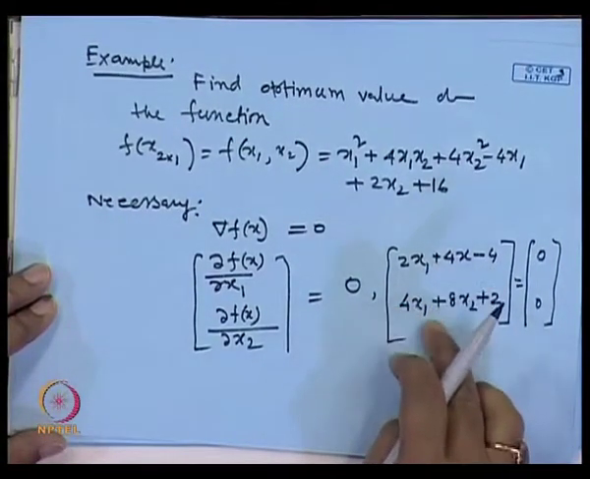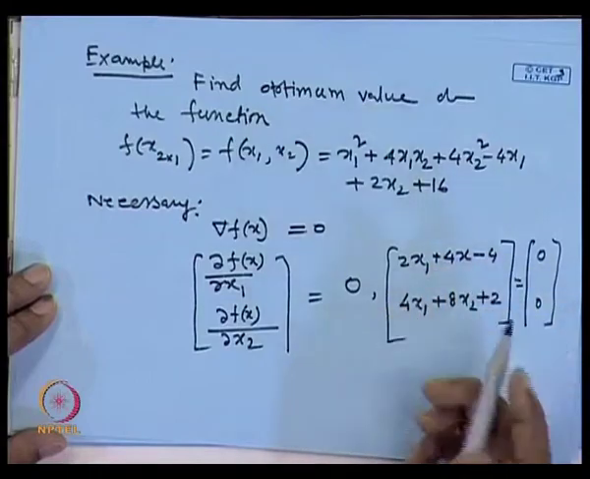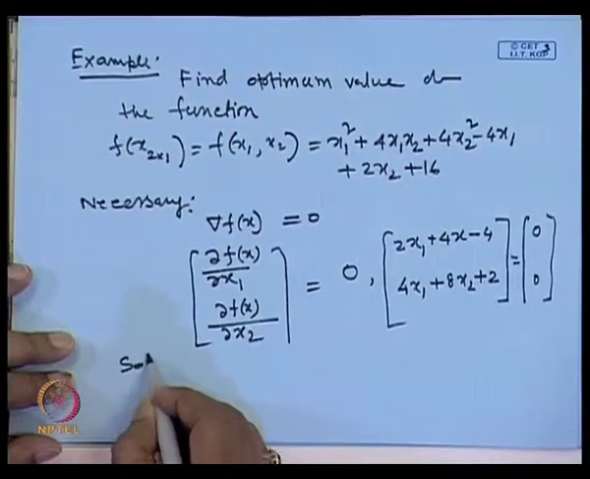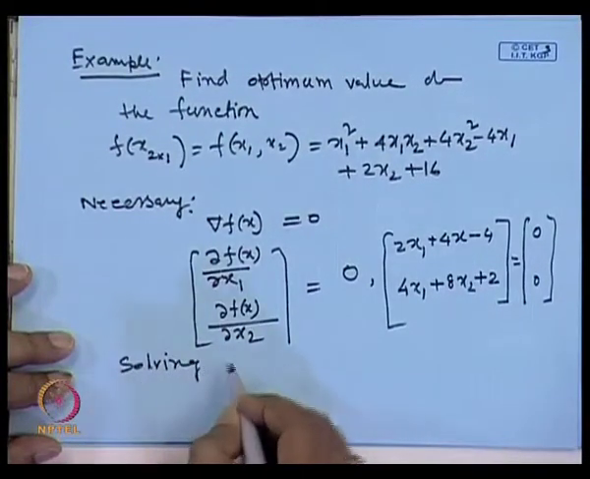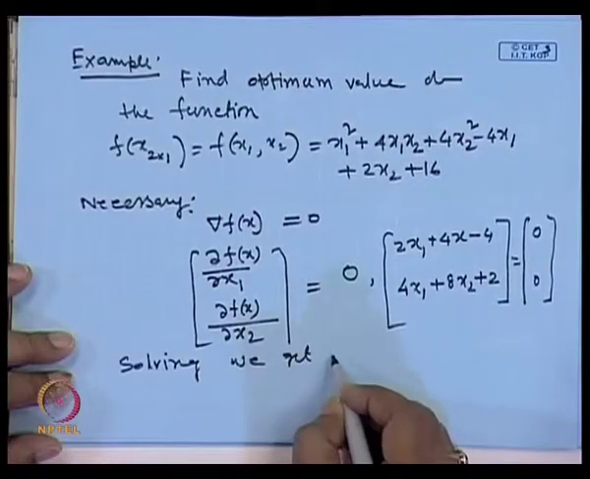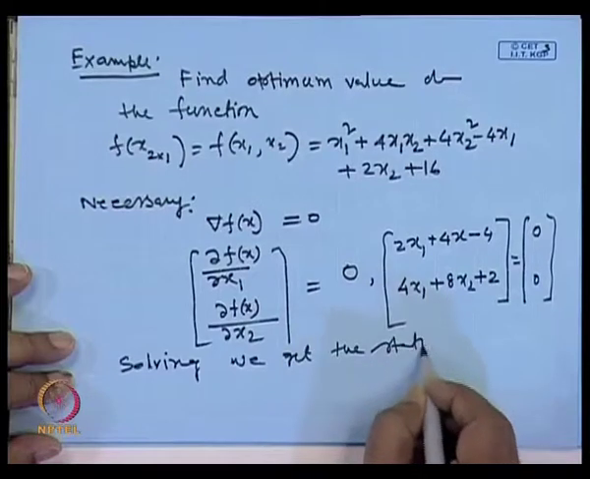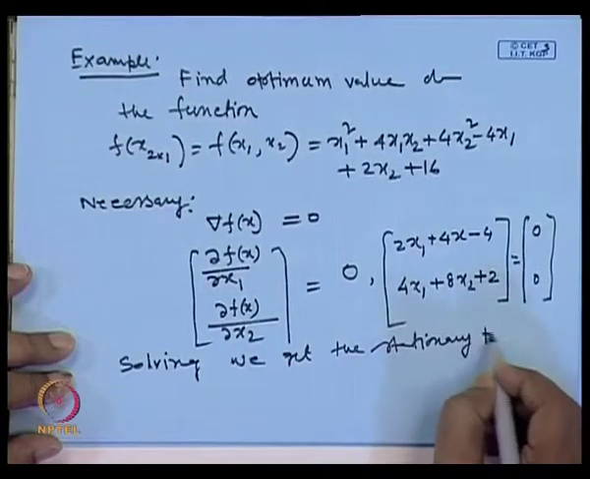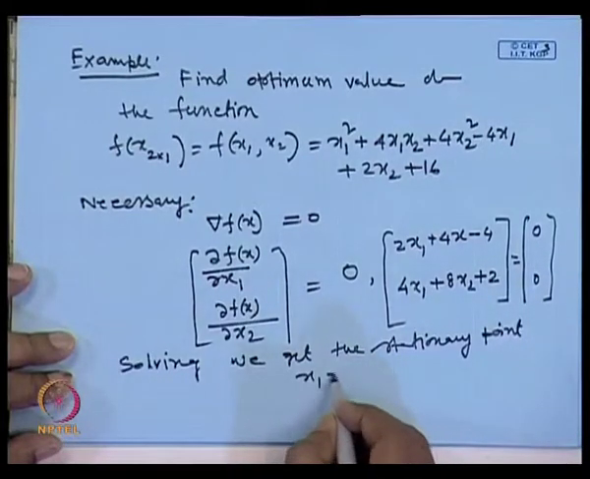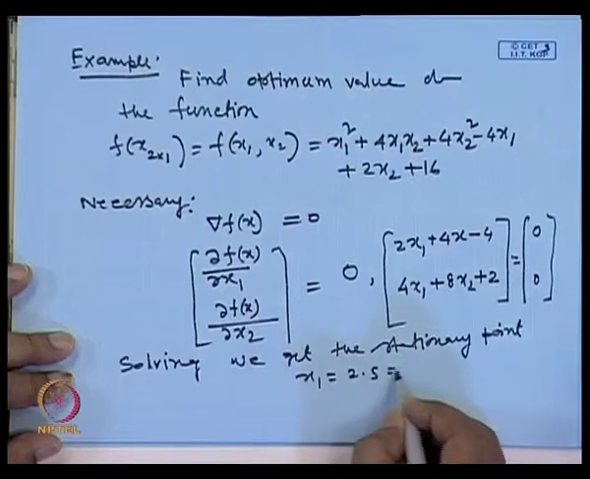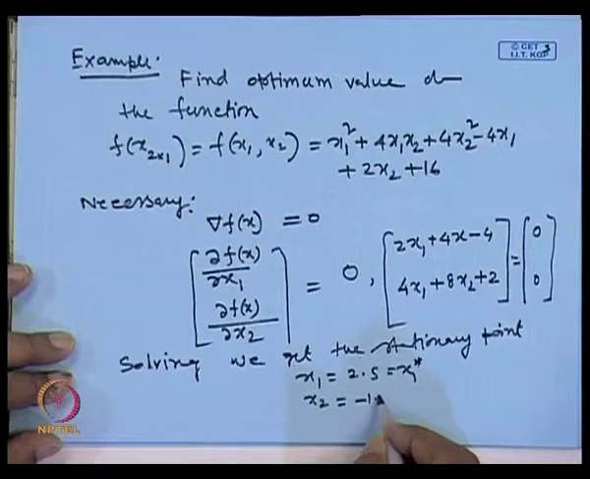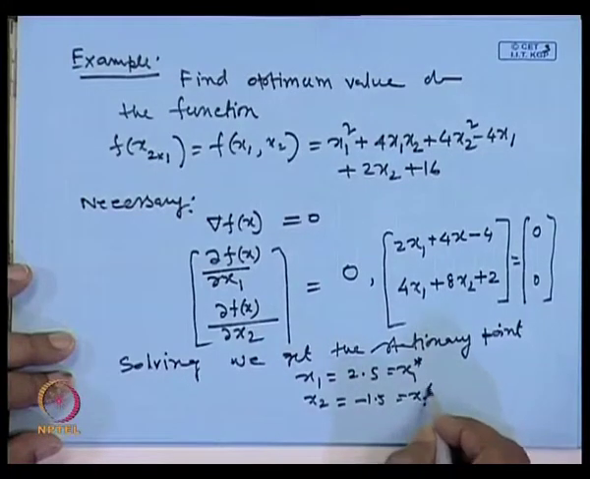Solving this set of two algebraic equations, we get the stationary point: x1 equal to 2.5, let us call it x1 star, and x2 equal to minus 1.5. That is good to be.